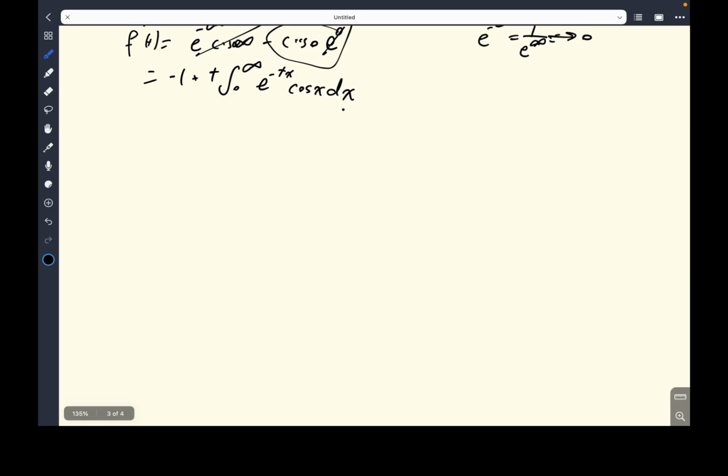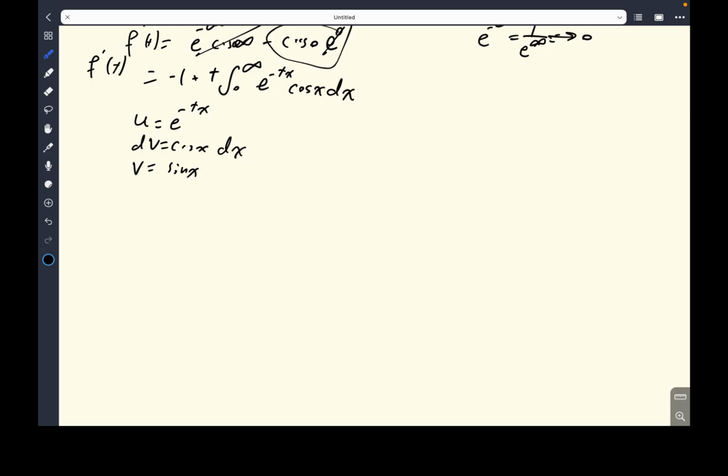So I can again do integration by parts here. My u here again is e to the negative tx, my dv is cosine x, my v therefore is sine x.